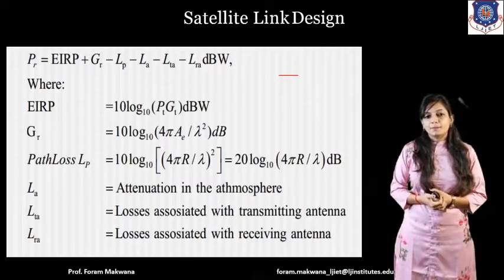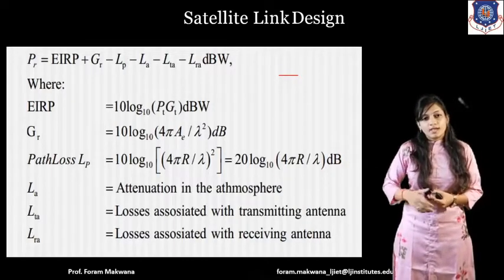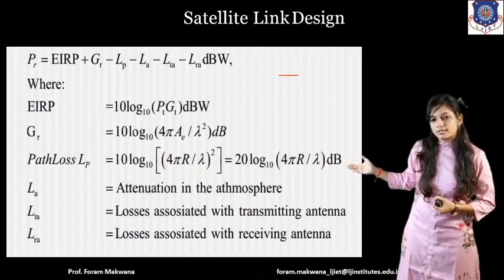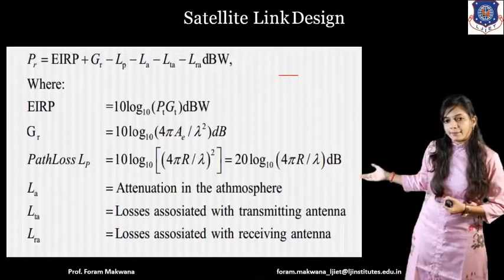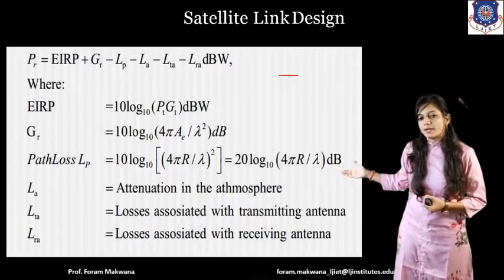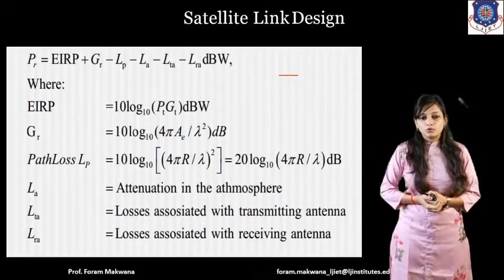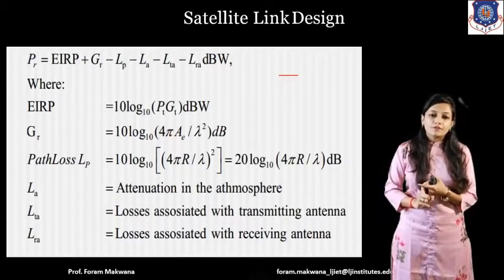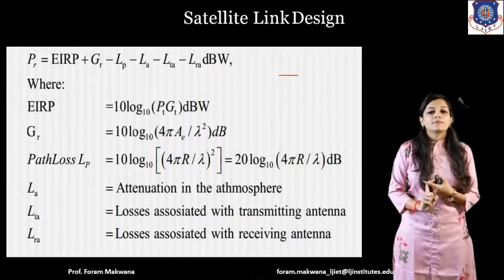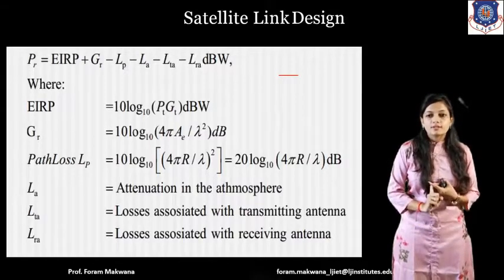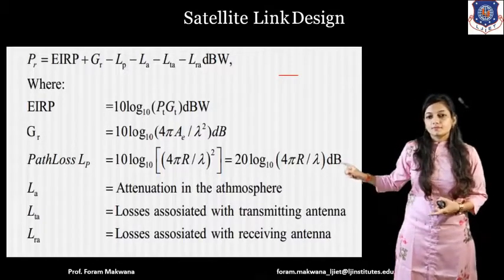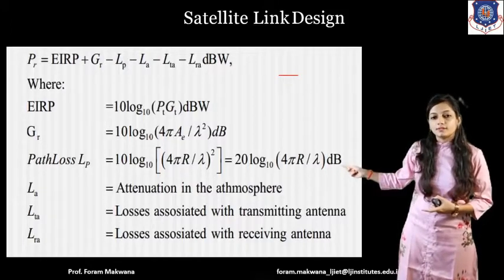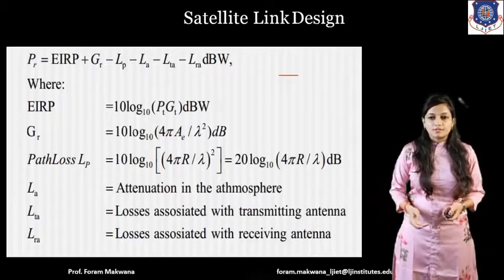Third point, path loss. As we are going to calculate the path loss, 10 log base 10 of 4 pi r upon lambda whole square. We know that path loss is represented by 4 pi r upon lambda, and it is a function of frequency and range, that is distance, right? So 20 log base 10 of 4 pi r upon lambda in dB. These three are the losses that I have discussed.